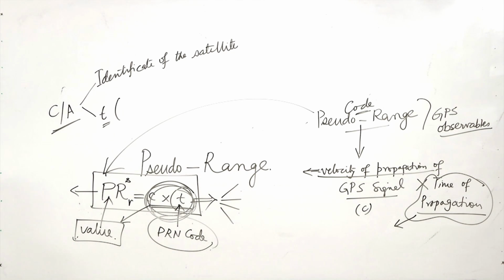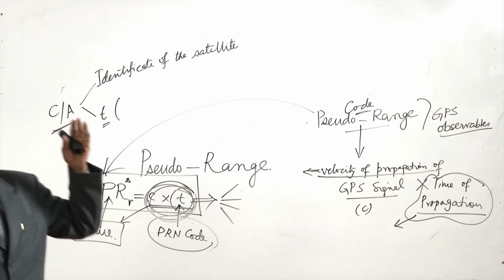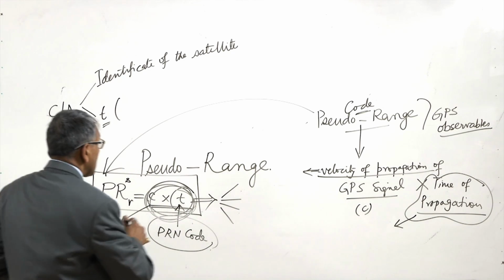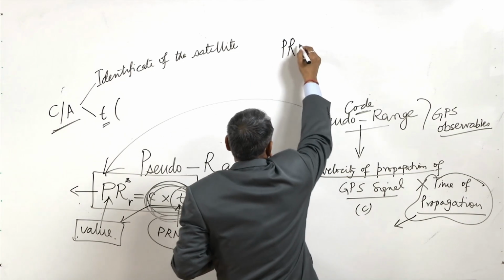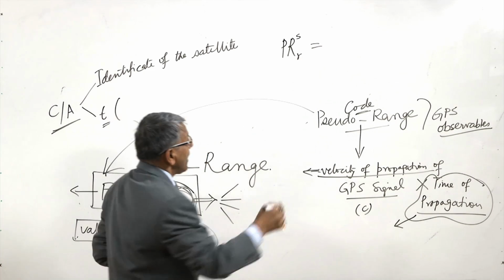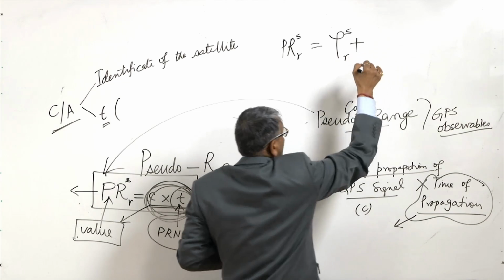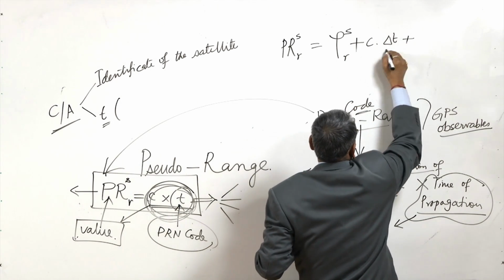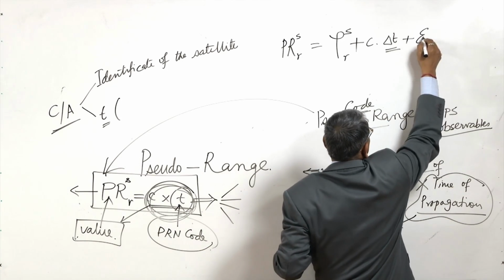That means the geometric distance plus some error distance from the satellite to the receiver. So, we can write the pseudo range between satellite S and receiver R as the geometric range plus C into delta T, that means the error in measurement due to time synchronization, plus some other error.